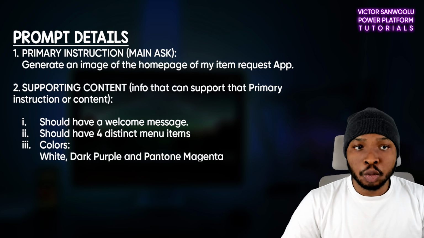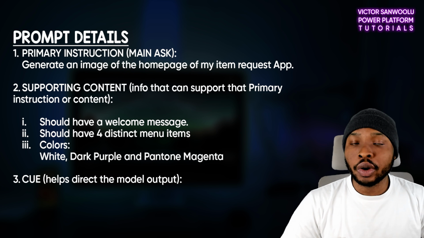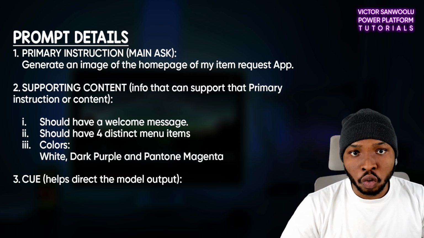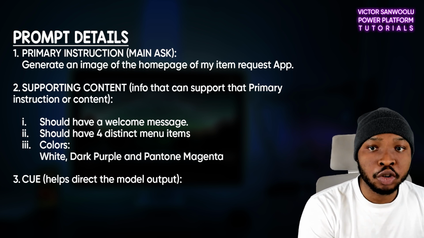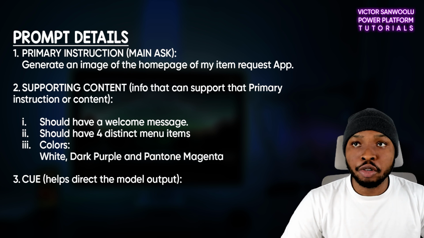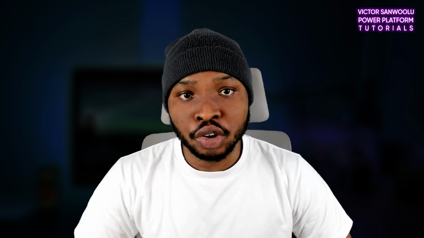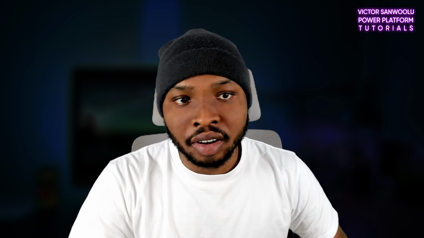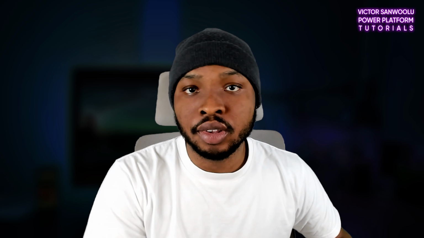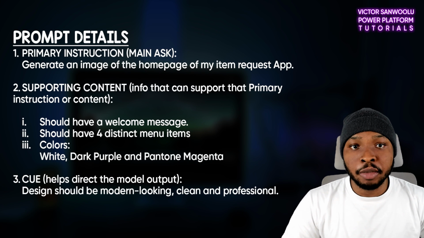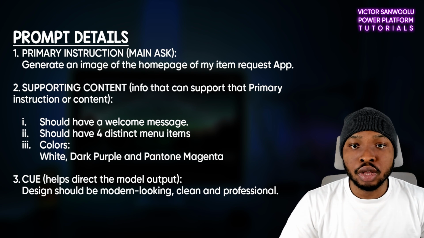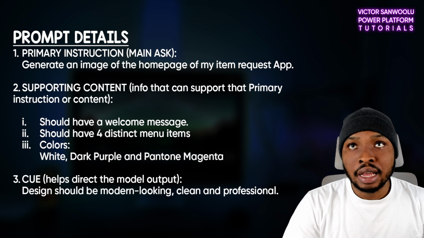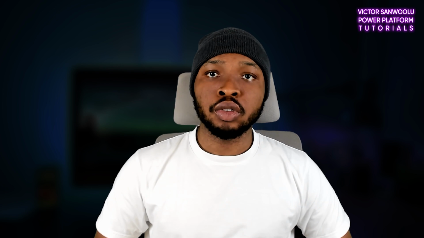We have all of our supporting content. The last thing you want to ask yourself is, what info can I give to direct the AI model's output? This can sometimes be referred to as a cue. And since we are generating an image, you can interpret this question as, what is the design style or art direction you want this image to take? And in our case, I want the image or the design to be modern looking, clean, and professional. So let's add that.